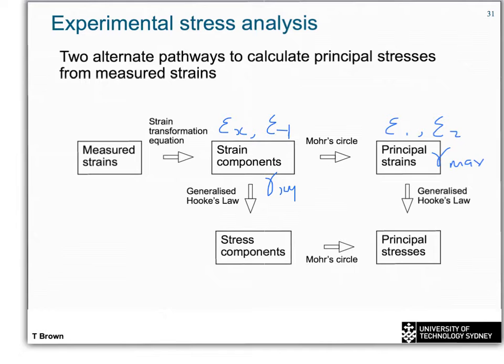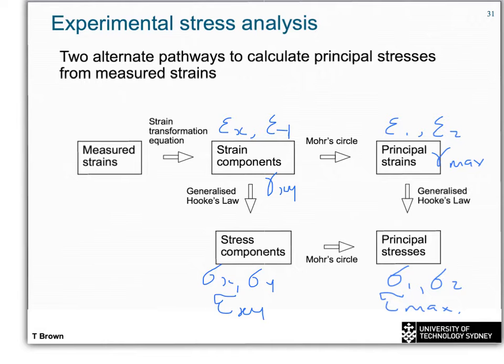The other thing we can do is to go from our measured strains to strain components, then go down here using the generalized Hooke's law to get the stress components. So here we would have stress in the X, stress Y, and the shear stress XY, and then from there use Mohr's circle, like we have previously, to find our principal stresses. So stress 1, stress 2, and the maximum shear stress.